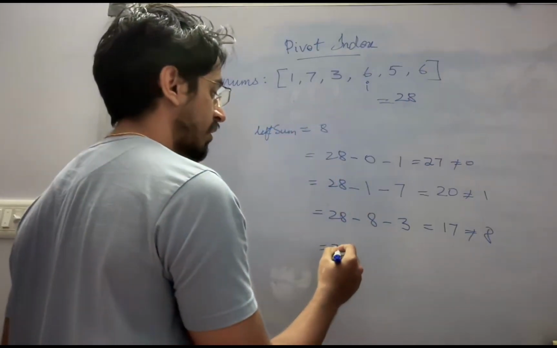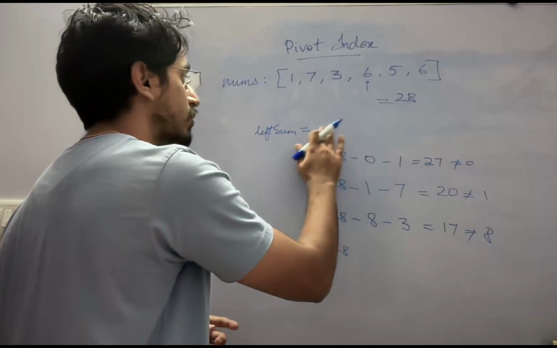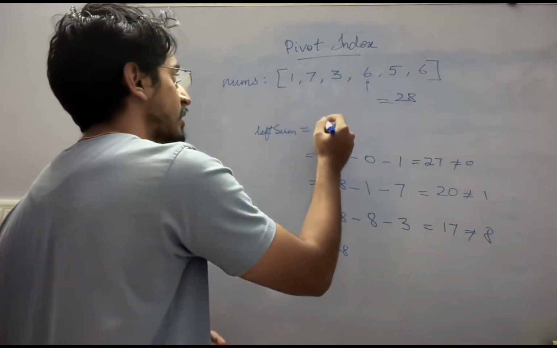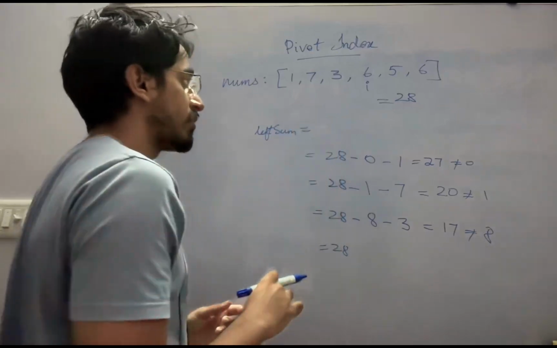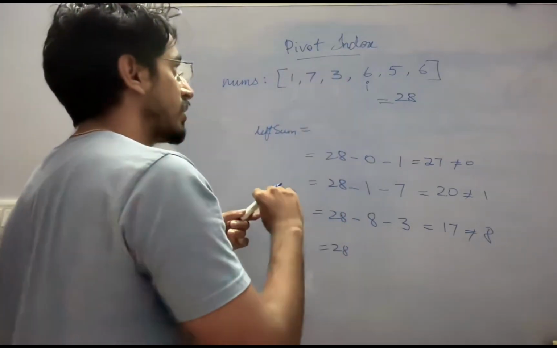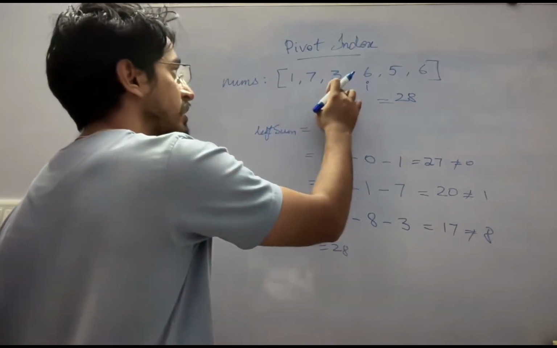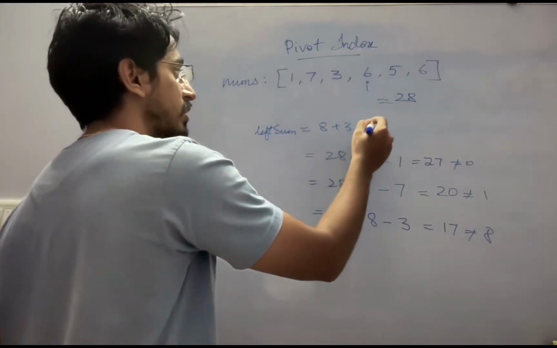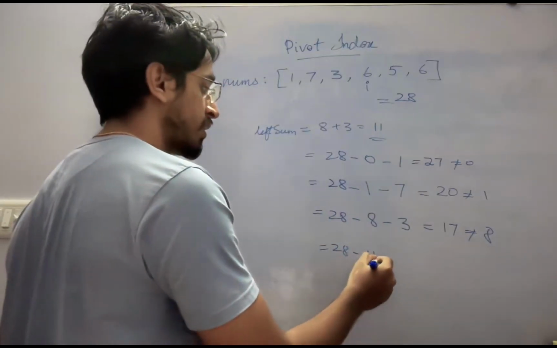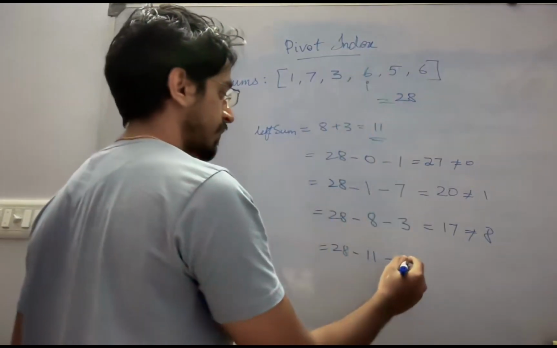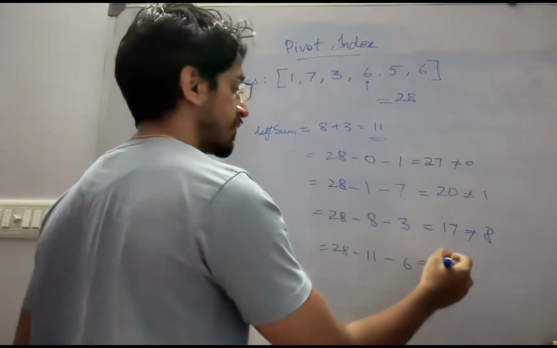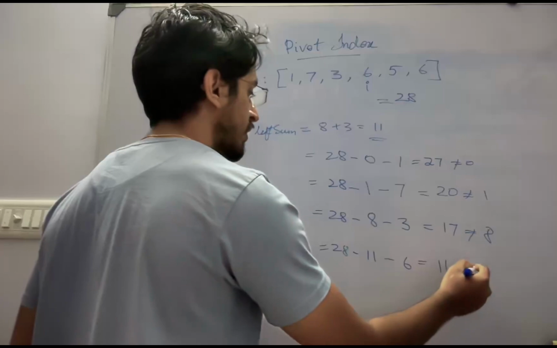Again we take 28. Don't forget to update the left sum, that is 1 plus 7 plus 3, that is 11. We are not calculating the sum again. What was the previous value? That was 8, right? So we are just adding 3, which brings us to 11. So 28 minus 11 minus the current value 6 comes down to 11, which is equal to the value of left sum, that is 11.